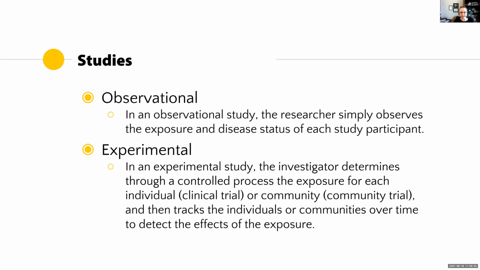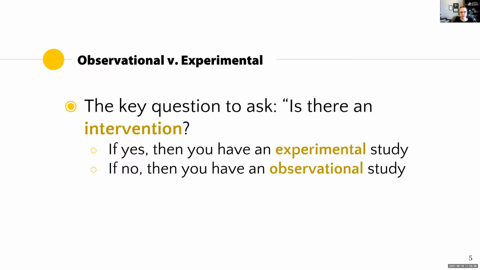Experimental is where you have like a controlled trial, clinical trial, community trial, something like that, where you've got a very controlled process, and then you track these individuals or communities over time. So the first question you have to ask is there an intervention? If the answer is yes, then you have an experimental study. If the answer is no, then you have an observational study. So that's the very first question you ask. Is there an intervention?